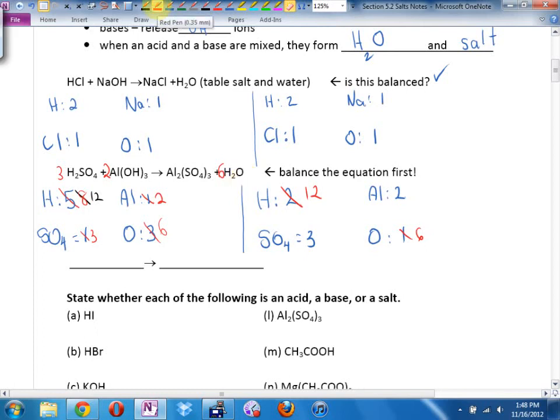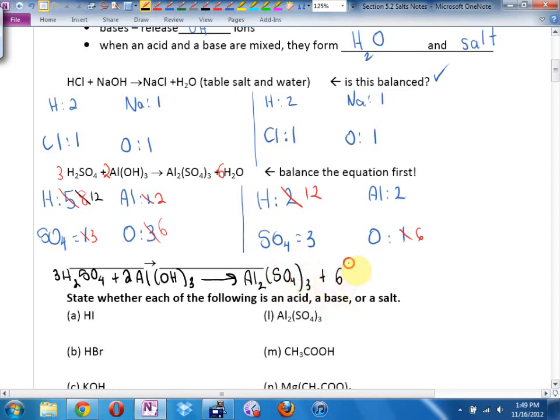Let's rewrite this nicely and neatly. So we can write this as 3 H2SO4 plus 2 Al(OH)3 results in Al2(SO4)3 plus 6 waters.